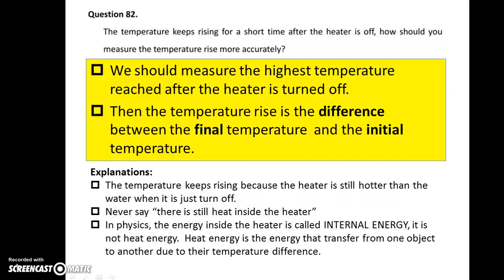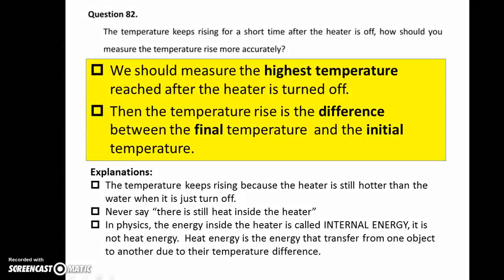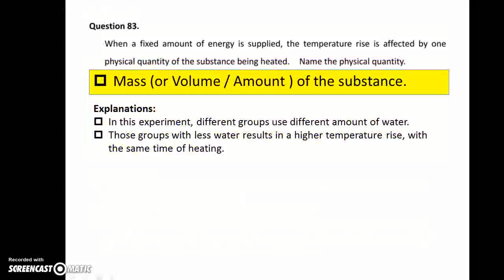Question 82. The temperature rises for a short time after the heater is turned off. How to measure the temperature rise more accurately? We should measure the highest temperature reached after the heater is turned off, and then we have to find the difference between that final highest temperature and the initial temperature. Question 83. There's one thing that may affect the heat capacity of your cup of water, and that is the mass of the water.